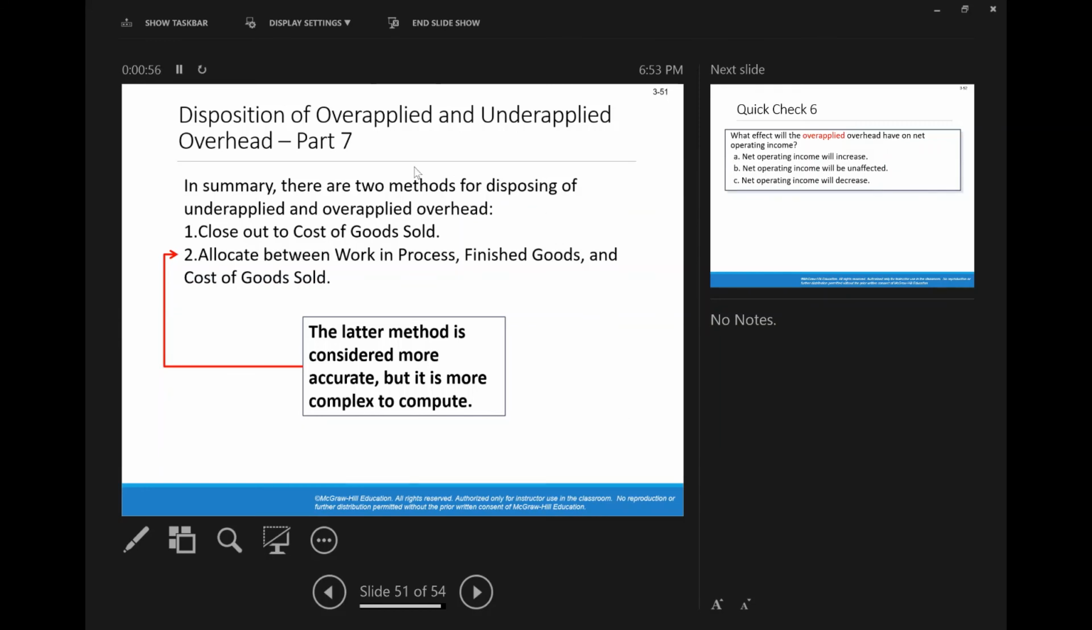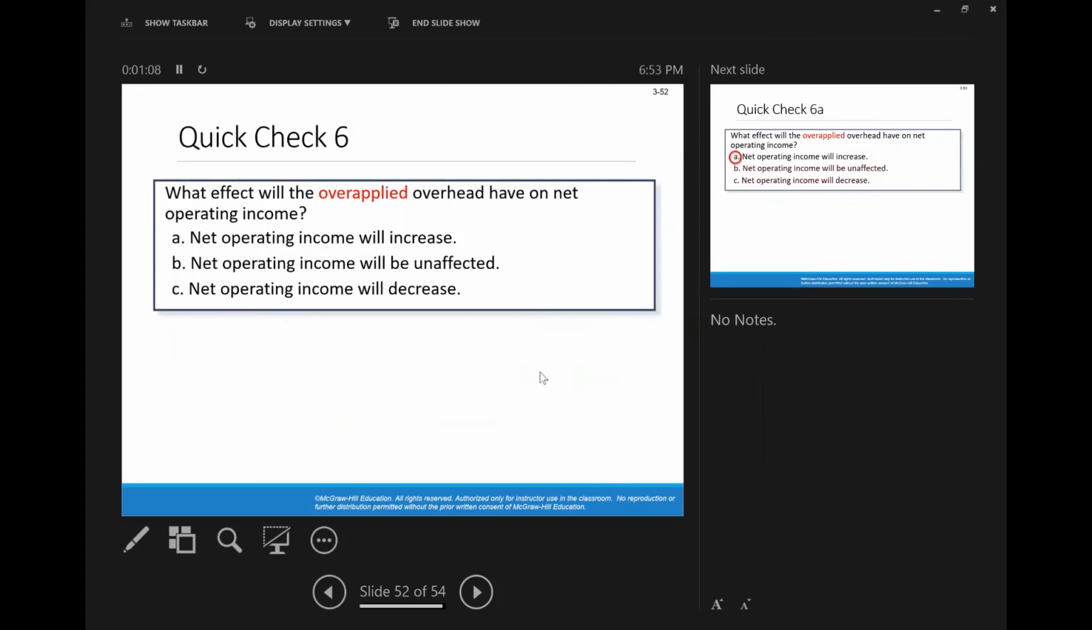Okay, so they're just saying there's two methods, go all to cost of goods sold or to do the allocation. And they're just saying here that it is more accurate to go into each one of those accounts. And we kind of talked about that just a second ago. All right, what effect will the over applied overhead have on net operating income?